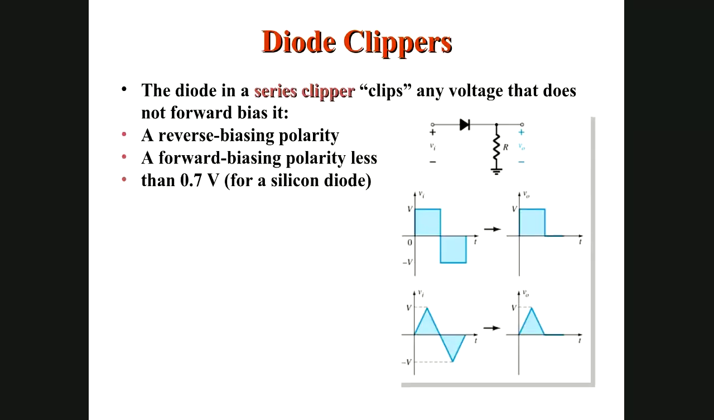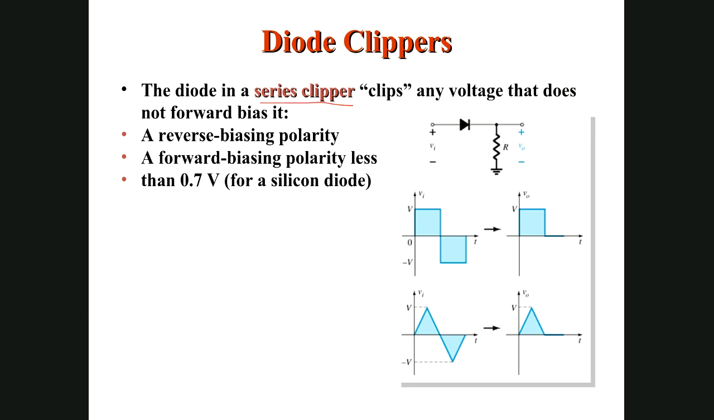A clipper is an electronic circuit in which, out of the input signal, we want to keep some part and give the remaining in the output. For that purpose, we use clipper circuits. There are various types of clippers, but the important ones are, for example, the series clipper that you can see on your screen.